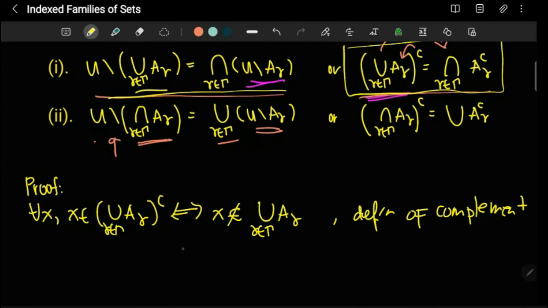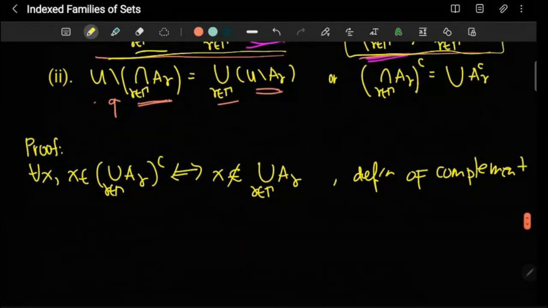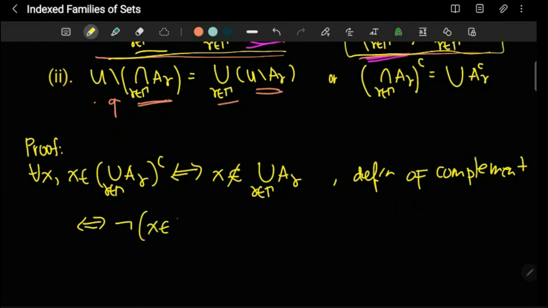But what does it mean for you to not be in the union? Now, we do not have a definition for not in the arbitrary union. Ang meron tayo, in the. So, we're going to use negation first. We will remove the negation in the union. So, this is equivalently saying that it is not true that X is in the union. It is not true. So, that's the definition of negation.